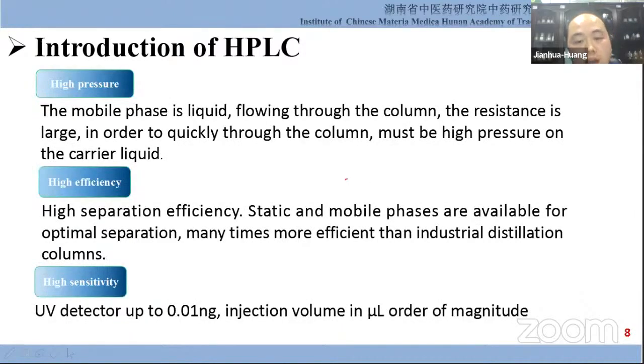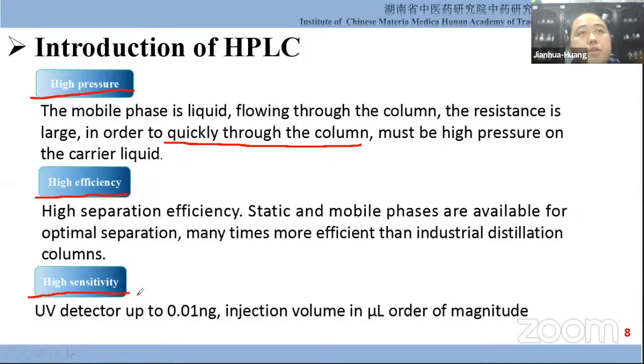But of course, if you want to get high speed, first you need high pressure, because the mobile phase needs to go very quickly through the column, and this is provided by the pump. So normally it will give very high pressure. In the meantime, if you have a faster analysis speed, high efficiency is necessary. High efficiency means you can separate many compounds in just one run.